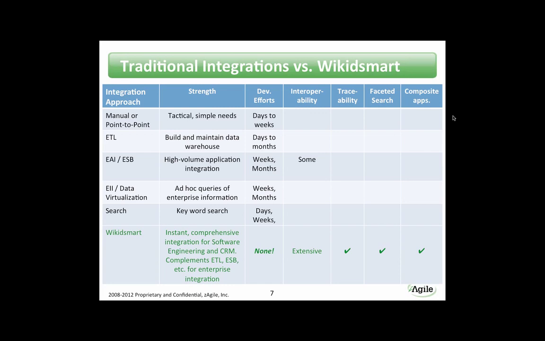In a nutshell, what you have with the traditional approaches is integratable. In other words, they'll say there are or there are not connectors for this system, and here you go. Go ahead, go to it. Go build the integrations yourselves, and that's going to take weeks or months sometimes. The Wikidsmart approach, on the other hand, says it's all ready to go. Here are the connectors. Everything is integrated. You achieve traceability already, and faceted search for all the content as well. So how is that possible? We're going to get into that in just a moment.